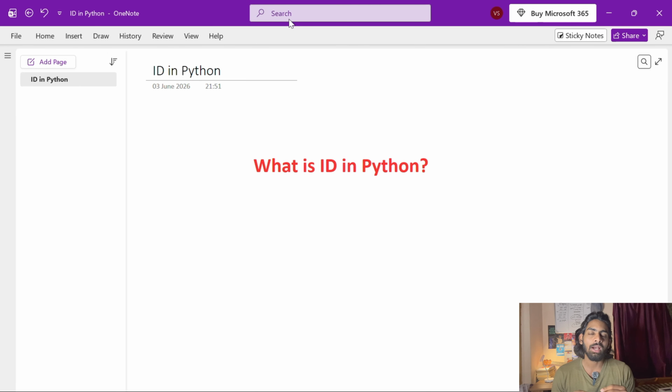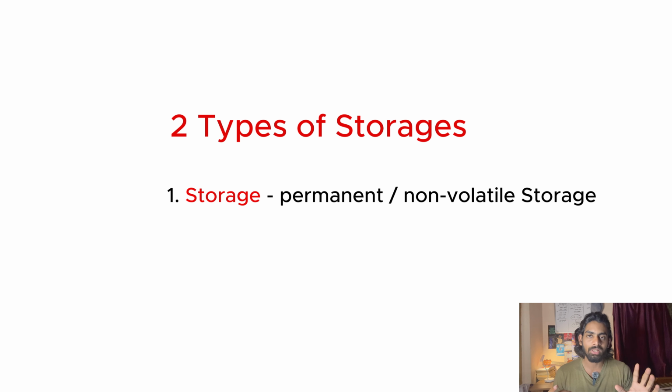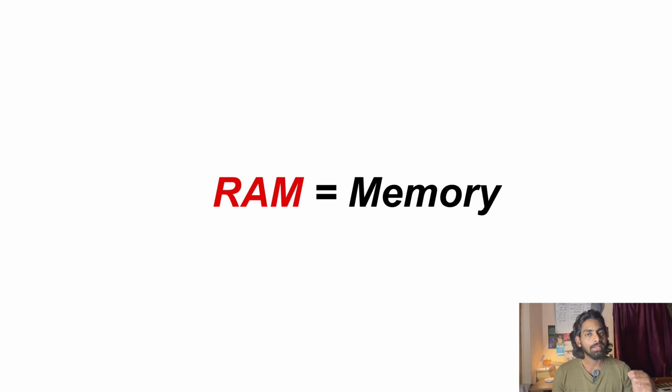We all know a computer has two kinds of storage. One is a storage which stores all the files and everything permanently. And the second one is RAM, which stores the data temporarily. So whenever you shut down your system, the data will be gone. So RAM is used for temporary storage, right? So this RAM is called memory.